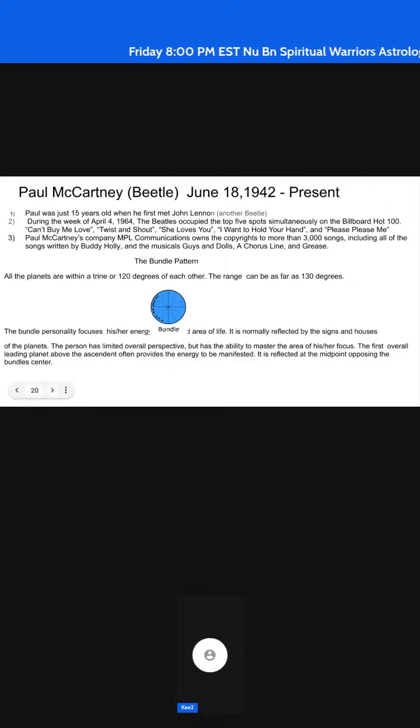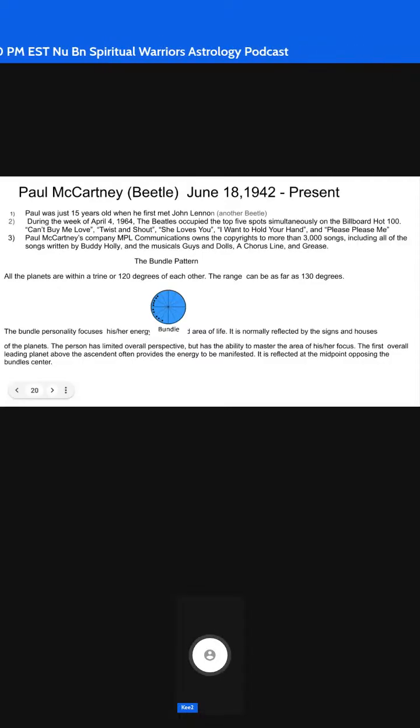The bundle. All the planets are within a trine or 120 degrees of each other. The range can be as far as 130 degrees. The bundle's personality focuses his or her energy in certain areas of life. It is normally reflected by the sign in the house of the planets. The person has limited overall perspective, but has the ability to master the area of his or her focus.